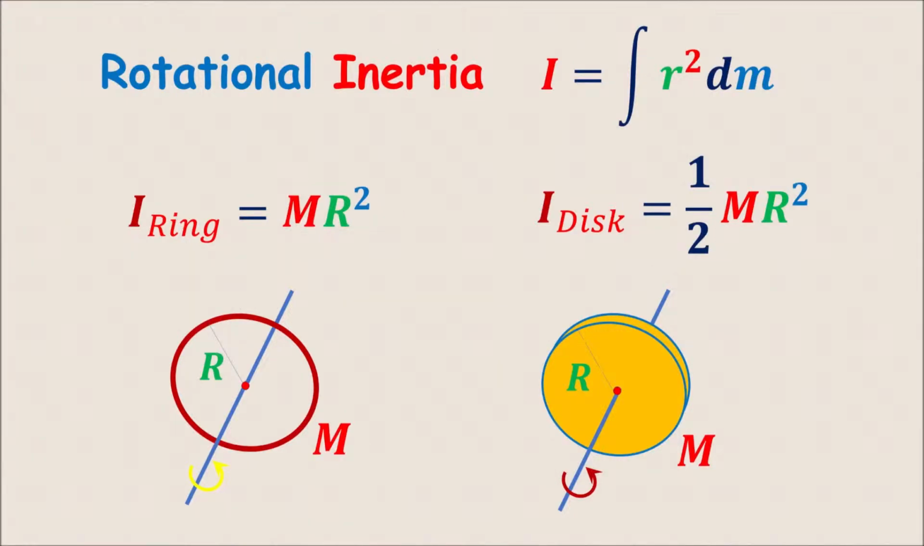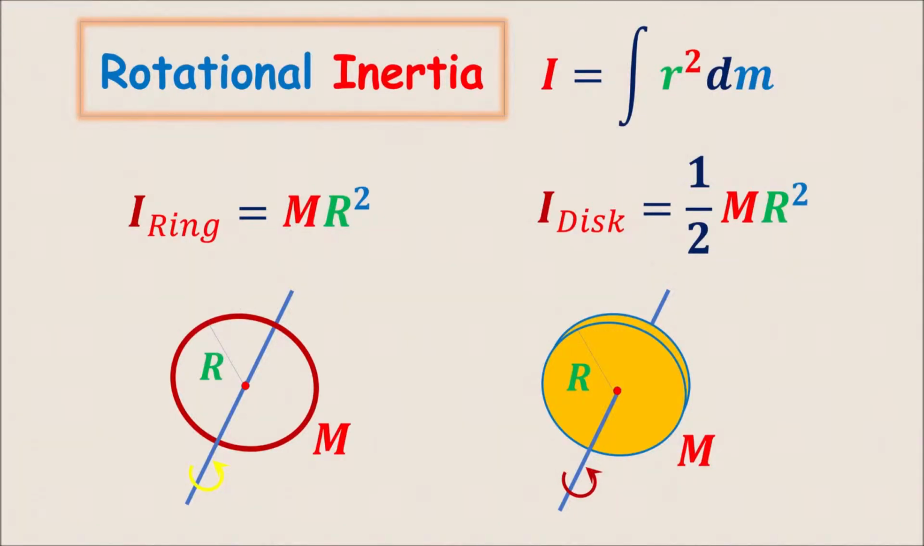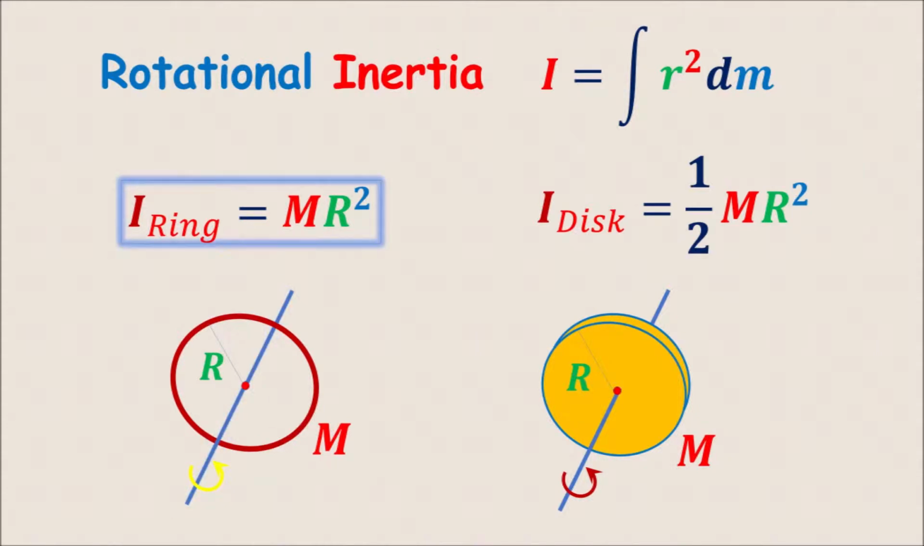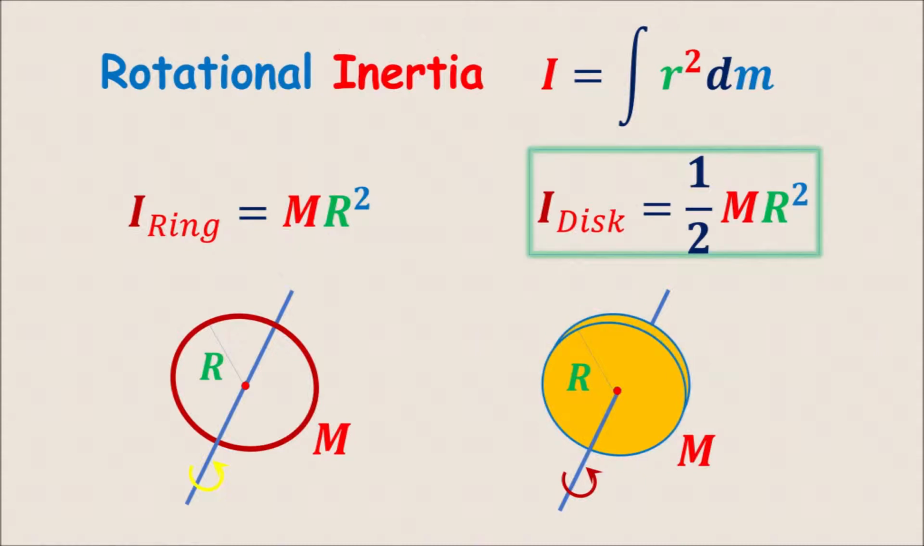In the previous video, we defined rotational inertia, or rotational mass, as the integral of r squared dm. In this video, we apply the concept of rotational inertia to a thin ring of mass m and radius r rotating around its symmetry axis to get I equal to m r squared. We also integrate r squared dm over a uniform disk or cylinder of radius r and mass m around its axis and get the familiar formula I equal to 1/2 m r squared.